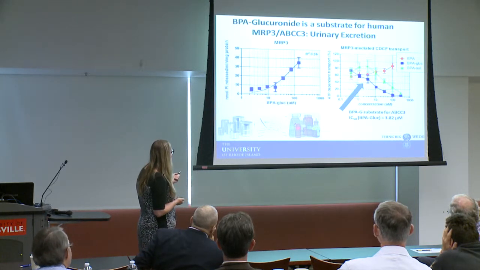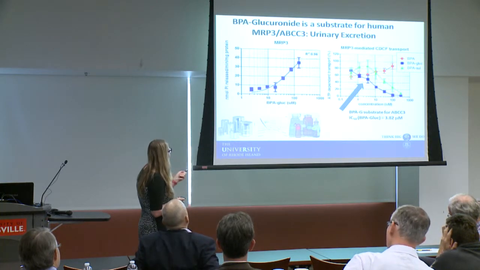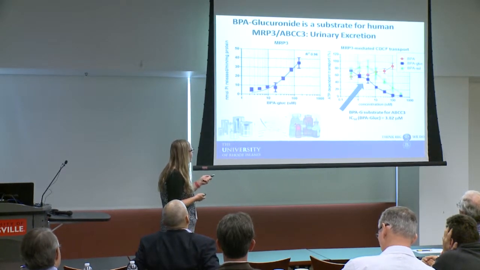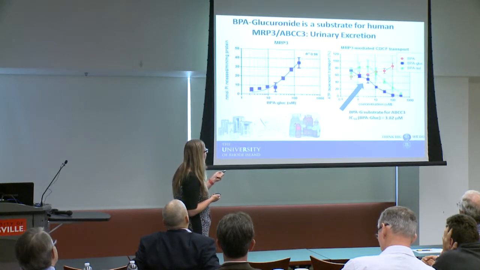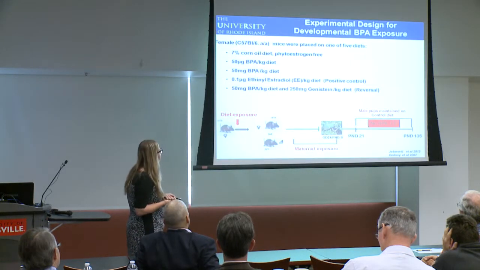This graph on the left shows that with increasing BPA glucuronide concentration, you have release of phosphate from your ATP assay, indicating that BPA glucuronide is a substrate for human MRP3. And we can also show that we can compete for CDCF transport with BPA glucuronide. So very quickly, this is the last bit.